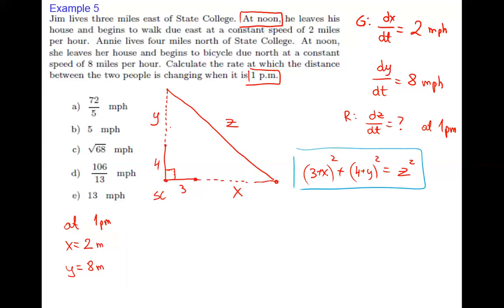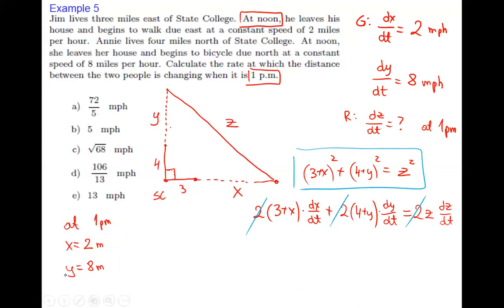The derivative of the quantity 3 plus x squared will be 2 times the quantity 3 plus x, times the derivative of 3, 0, plus dx/dt. Plus the same thing for this one: the quantity 4 plus y squared, the derivative is 2 times 4 plus y, times the derivative of the inner function, 4 plus y, which is dy/dt. The derivative of z squared will be 2z dz/dt. Excellent. Each quantity contains 2, so I will divide by 2 just to simplify.